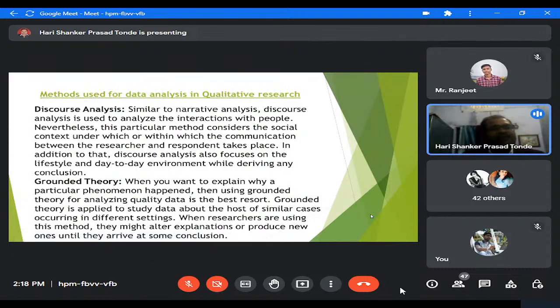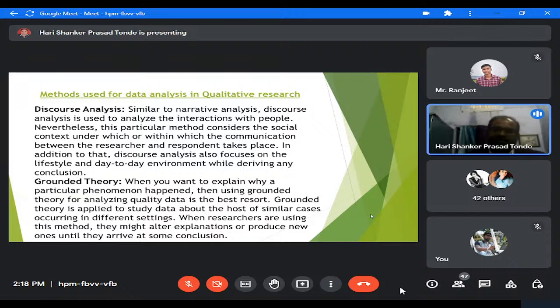And third one is the discourse analysis, similar to narrative analysis. Discourse analysis is used to analyze interactions with people. Nevertheless, this particular method considers the social contexts within which the communication between the researcher and the respondents takes place. Fourth one is the grounded theory.